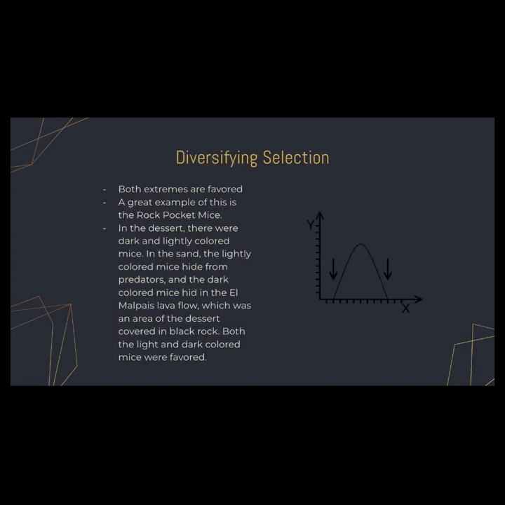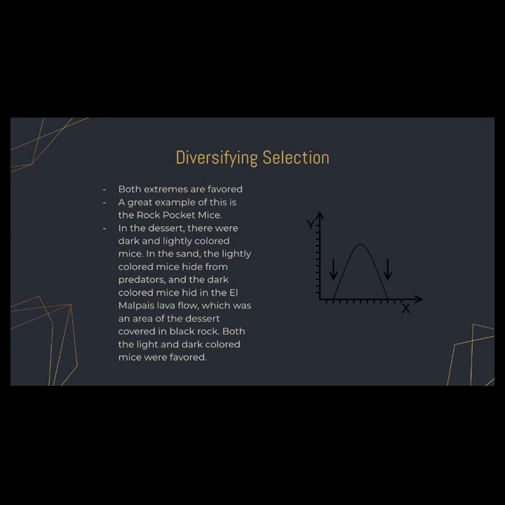In diversifying selection, both extremes are favored. This type of selection is pretty rare compared to directional and stabilizing. A prime example of this is the rock pocket mice. The southwest of the United States is generally covered in light-colored sand, with patches of dark rock from a volcano eruption that occurred nearly 500 years ago, called the El Malpais lava flow. The lightly colored mice hide from predators in the light-colored sand region, and the darker colored mice reside in the patch of dark rocks to preserve themselves from predators.